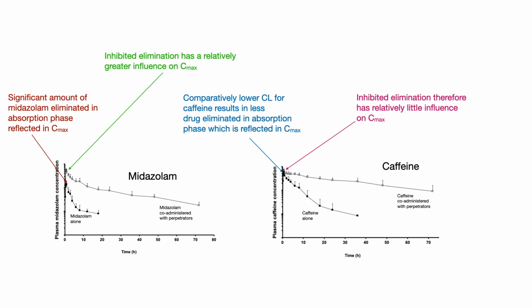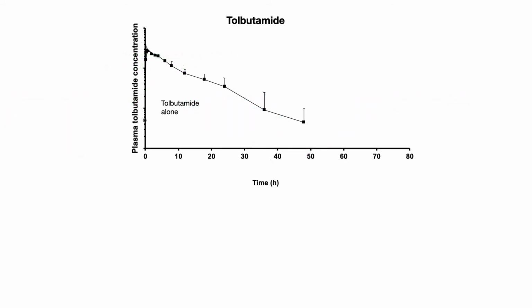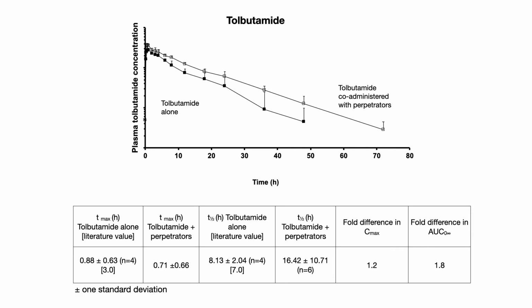Let's move on to the next drug, which was Tolbutamide. That is Tolbutamide alone. That's Tolbutamide with the perpetrators. Now you can see there's an effect, but the magnitude of that effect is not as great as it was with the other drugs. Let's look at the pharmacokinetic parameters. Again, no change in Tmax. A small change in half-life, about doubled. And maybe exposure is about doubled as well. So there is an effect, but that effect is not as great as it is with the other drugs.